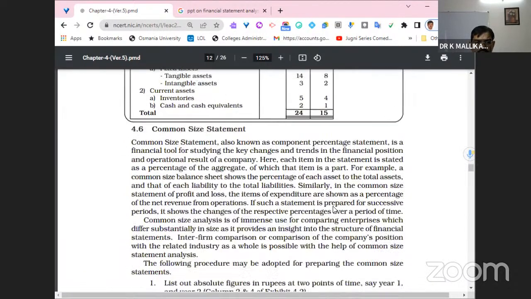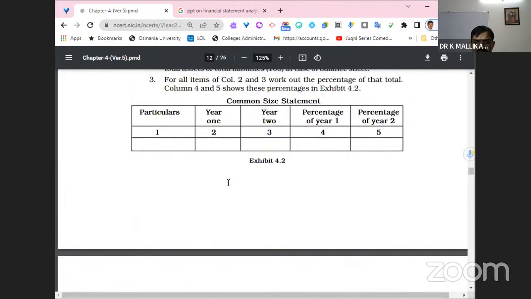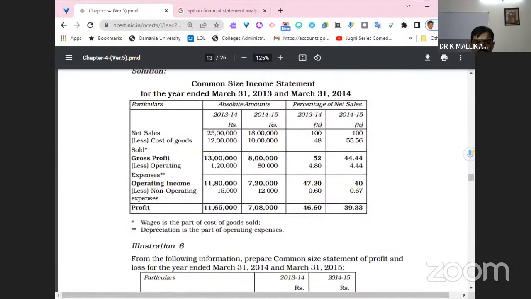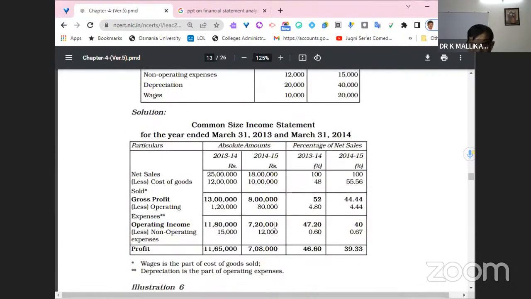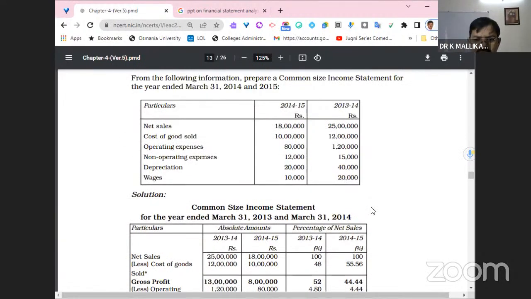Okay. Now we'll move to common size statement. In the common size statement, what we can do is very simple, easy. We can expect it for 5 marks or 15 marks. So what is the problem? From the following information, prepare a common size income statement for the year ended 31st March 2014 and 15.